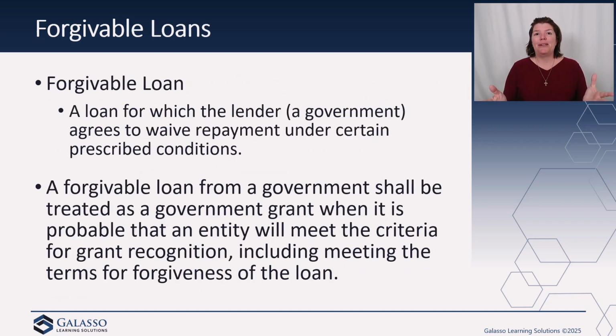Forgivable loans, right? PPP loans, right? You technically took out a loan, but if you met certain conditions, they would forgive it. So this is a loan for which the lender, a government, agrees to waive repayment under certain prescribed conditions. And so in this scenario, while it is a loan, it would actually fall under the accounting for a government grant when it is probable that the entity will meet the criteria for grant recognition, right? So that they're going to receive it and they're going to meet the criteria and the conditions, including meeting the terms for forgiveness of the loan. So even though it's a loan, it still would fall under the grant accounting guidance.